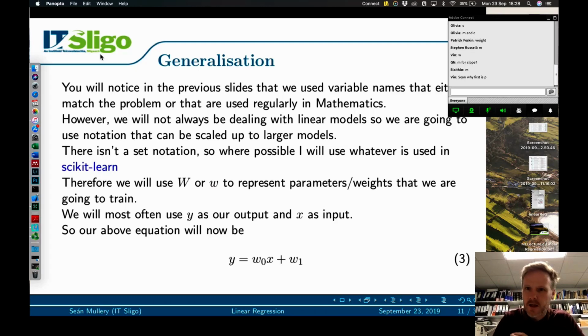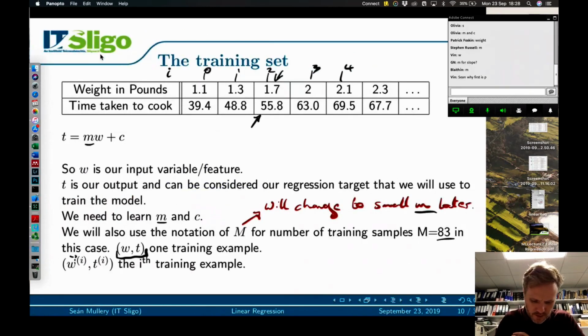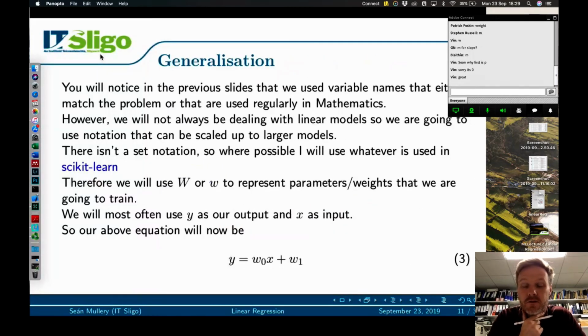Vin is asking me why the first is P? Sorry, I'm not sure what you mean by P. Maybe you might tell me where's the P there. Oh, 0. Okay, why is the first 0? Why do we start with 0? This is a convention. Anybody that comes from electronic engineering generally starts indexing at 0, and people who start from a mathematical point of view generally start their indexing at 1. It's simply down to that. So as long as you're consistent, there's no real problem. That's all that is. It's nothing too much to worry about.